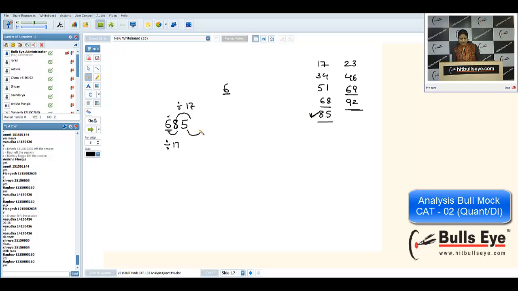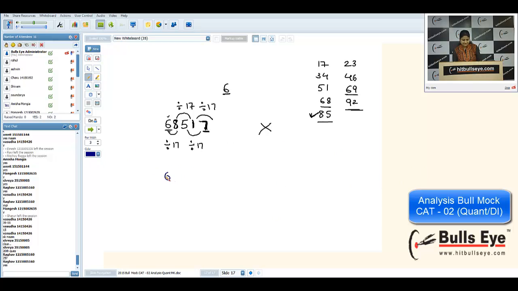Now with 5 I can write 51, again divisible by 17. Now with 1 I can write only 17, which is divisible by 17. Now there is a problem. See, with 7 we don't have any number which is starting with 7 and divisible by 17 or 23. That's why this case is not valid. What is the condition? The number formed by any 2 consecutive digits should be divisible by 17 or 23. That's why I'll take another combination.